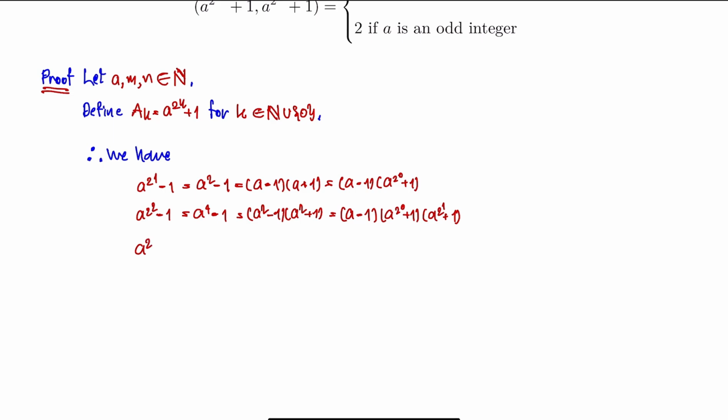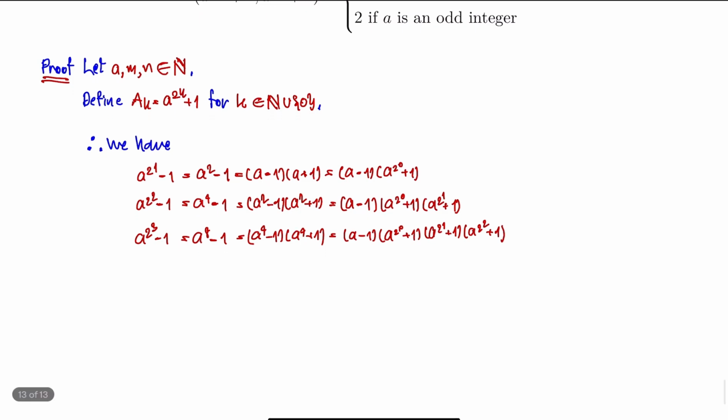Next one, a raised to the 2 to the 3, which is a to the 8 minus 1, which is a to the 4 minus 1 times a to the 4 plus 1. Okay, a to the 4 minus 1 is up here. So we have a minus 1, times a to the 2 to the 0 plus 1, times a to the 2 to the 1 plus 1, and the last term right here is a to the 4 plus 1. A to the 4 is a to the 2 to the 2, plus 1.